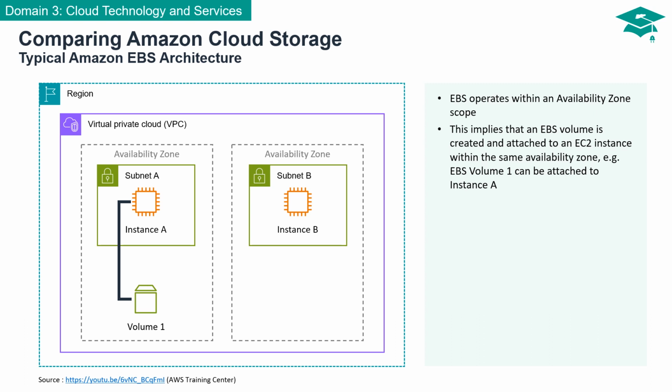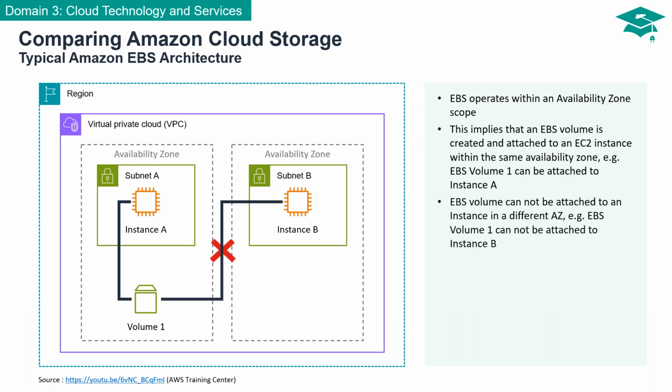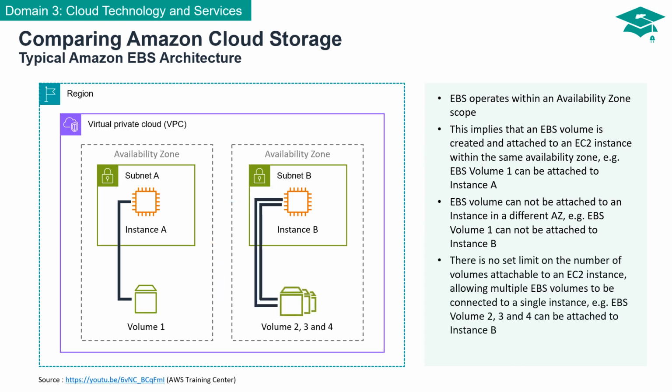For instance, EBS Volume 1 can be attached to Instance A. EBS Volume cannot be attached to an instance in a different availability zone, hence EBS Volume 1 cannot be attached to Instance B. There is no set limit on the number of volumes attachable to an EC2 instance, allowing multiple EBS volumes to be connected to a single instance. As shown in the diagram, you can attach EBS Volume 2, 3 and 4 to Instance B.